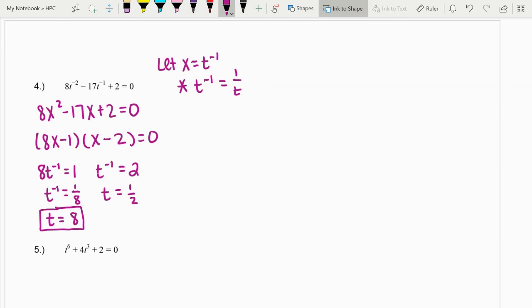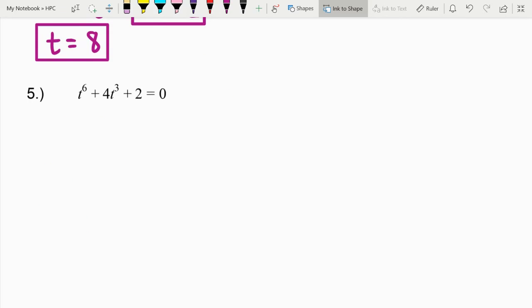Okay, you can always just substitute these values back in to double check that you did it correctly. Just use your calculator, type in 8 times (8 raised to the negative 2 power) minus 17 times 8 raised to the negative first power plus 2, and that should give you 0. Same thing for 1/2.